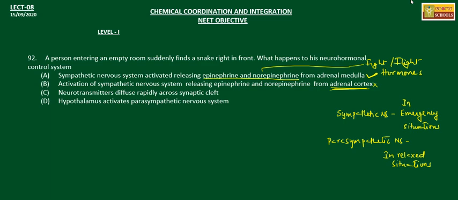Then the hypothalamus activates the parasympathetic nervous system. No, this doesn't actually help in any sudden fighting with the situation. So option A, the sympathetic nervous system, will get activated and release epinephrine and norepinephrine from the adrenal medulla of the adrenal gland, which will help to fight the situation. So option A is right.